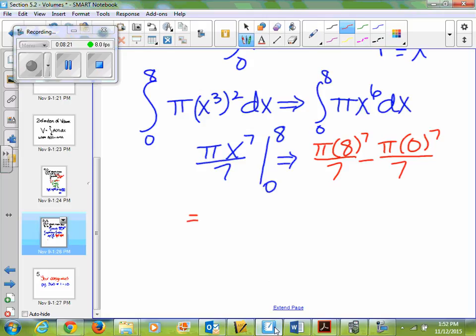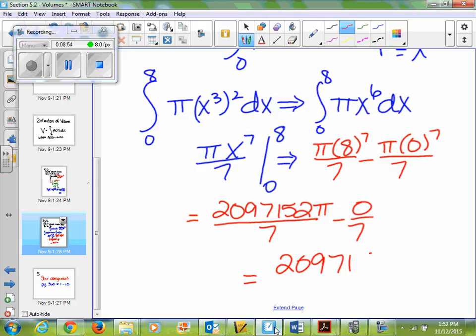Okay, wow, what's 8 to the 7th? It's going to give you a very large number. Yes, 2097152. So 2097152 pi over 7. 0 to the 7th is 0. 0 times pi is 0 over 7. So this simplifies to 2097152 pi over 7.